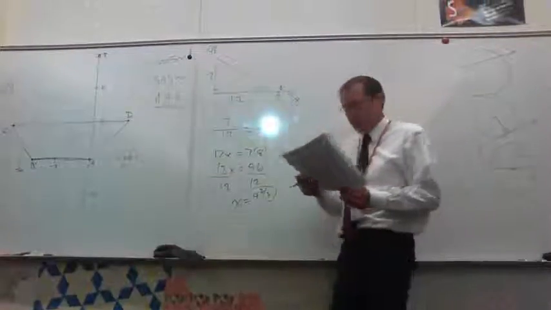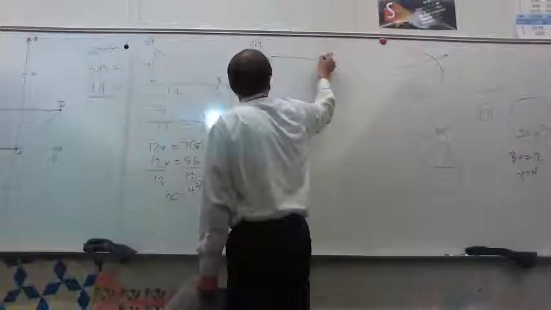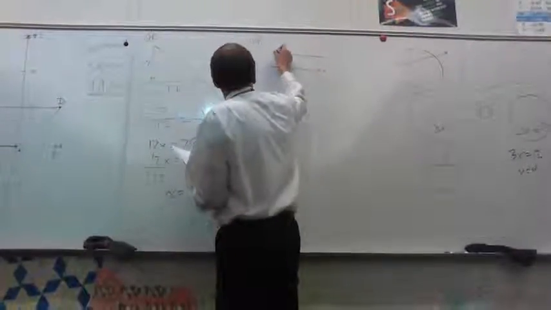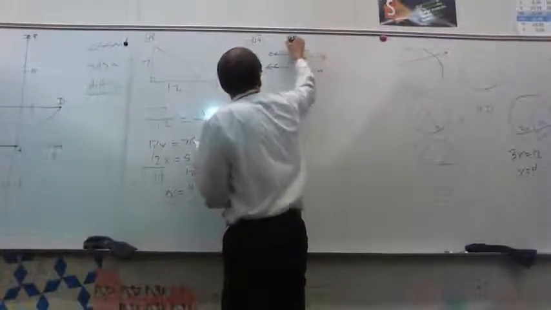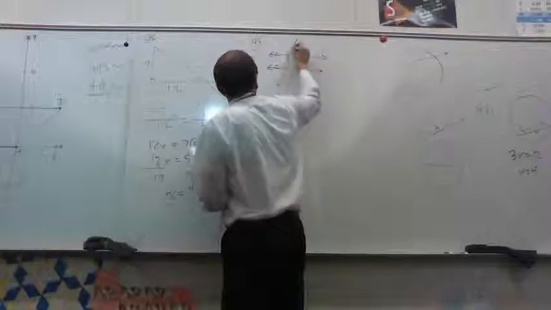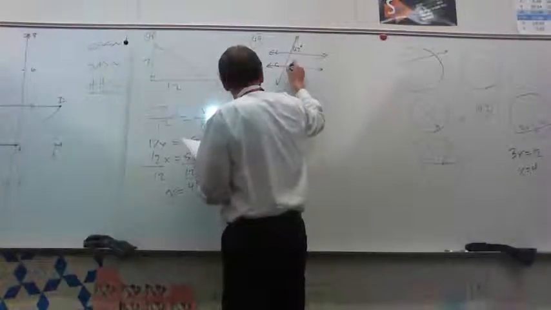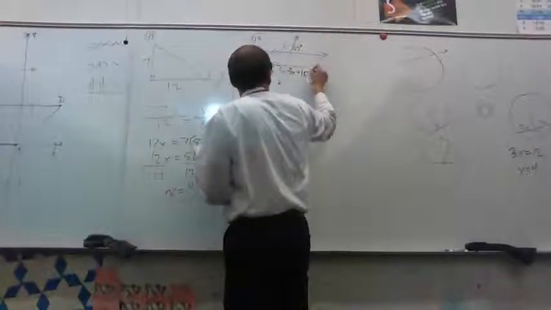49 and 50 are both about parallel lines. I hope we remember some of our parallel lines relationships. 49 starts off like this, and we've got a 42-degree angle over here, and 3x plus 15 degrees over here.